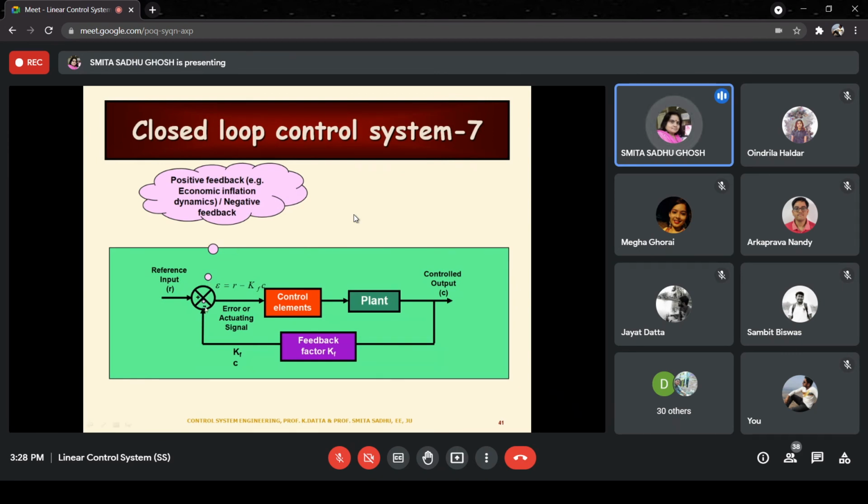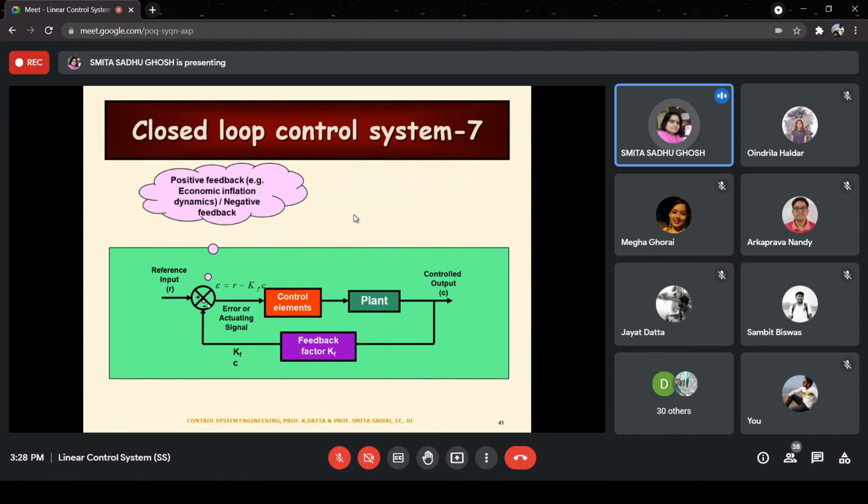Okay, so here now note the negative sign in this system which makes it a negative feedback system. On the other hand, a positive feedback system we've seen in economic inflation dynamics. Okay, so whenever you have feedback, you have to look at the sign of the feedback, whether it's a negative feedback or a positive feedback is of importance.